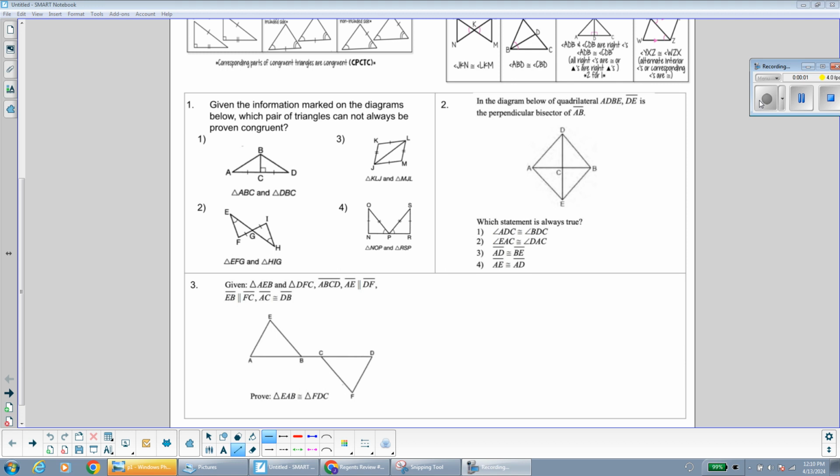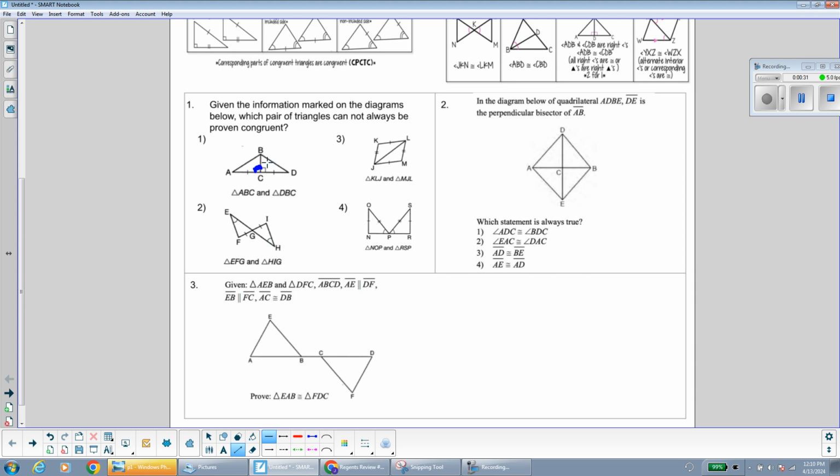Number one says, given the information in the diagram, which pair of triangles cannot be proven congruent? So if we take a look at answer choice number one, we were given that AC is congruent to CD, and we're given that angle BCD is a right angle. So that means the angle BCA also has to be a right angle, because if two angles are supplementary and one of them is 90 degrees, then the other one has to be 90 degrees to make 180.